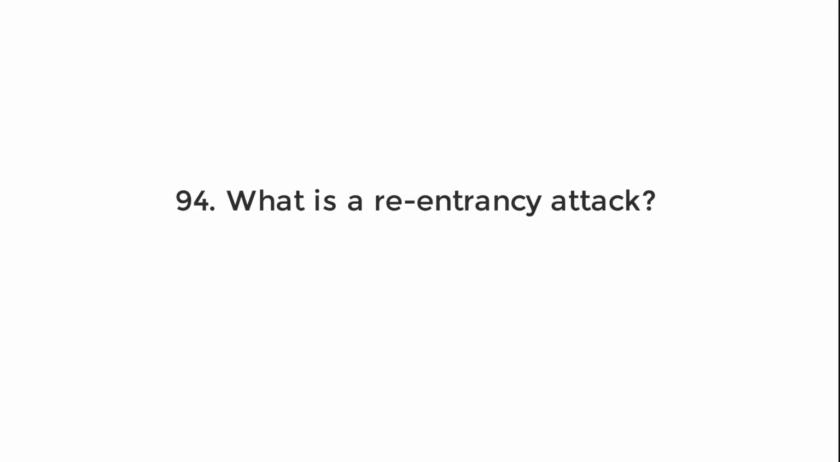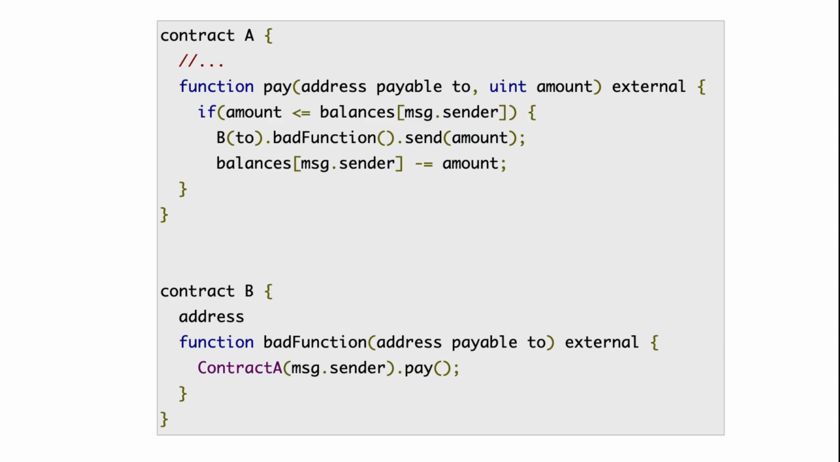What is a reentrancy attack? A reentrancy attack happens between two smart contracts. So let's consider this example. We have a contract A and a contract B. Contract A holds some ether on behalf of some other addresses, and it has a pay function to restore this ether. And contract B is the attacker, and it has some ether in contract A.